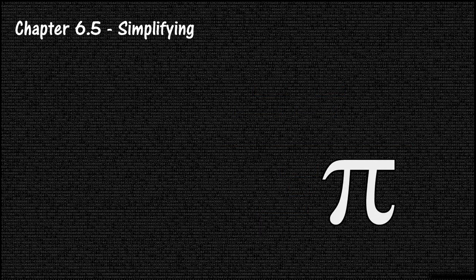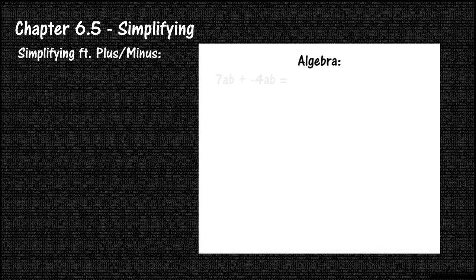First, combining algebra with the plus-minus list. Let's start with this exercise. 7ab plus minus 4ab. I see a double sign, so I swap that for a single minus sign. 7ab minus 4ab can be simplified as the letters are the same. So the answer is 3ab.